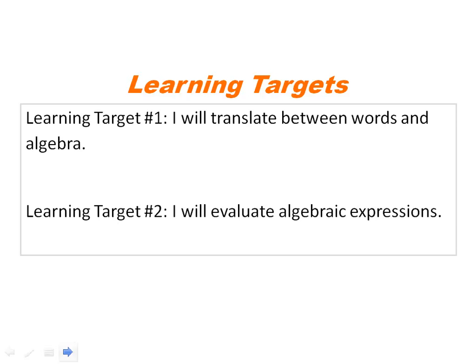All right. Now, normally, later on, as we go into the course, there will be one video per learning target. Because some of this Chapter 1 stuff is review, and you've seen it before, I'm putting both learning targets in this one video. Learning target number 1, I will translate between words and algebra. Learning target number 2, I will evaluate algebraic expressions. In other words, I will find the answer to algebraic expressions.